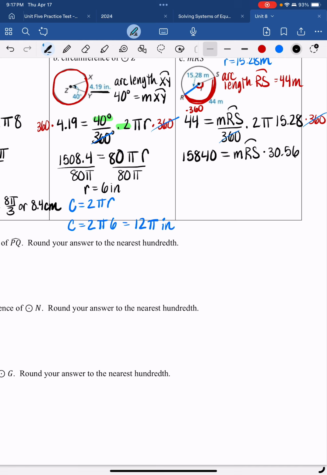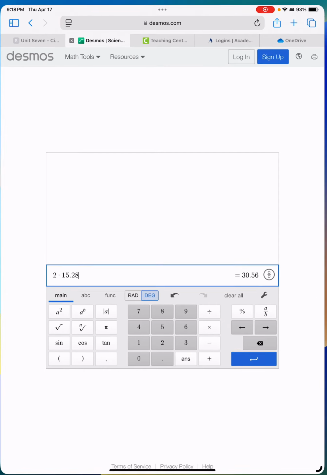And then we've got the pi still in our equation. We want to solve, so we're going to divide by that 30.56 pi, both sides. And now we're able to get our answer for the measurement of that arc in degrees, because those are going to divide out, leaving us with the measurement of arc RS in degrees. So we'll use that calculator to divide.